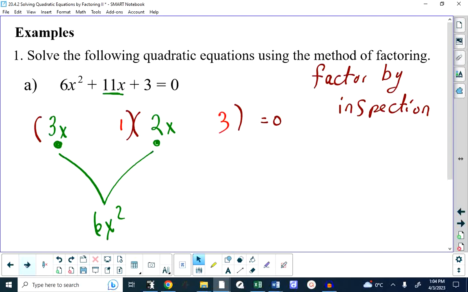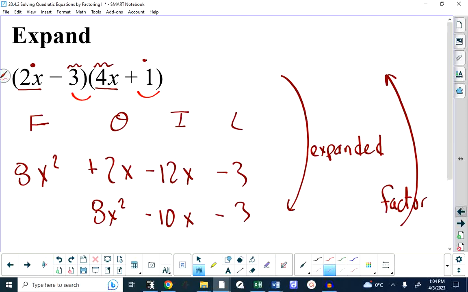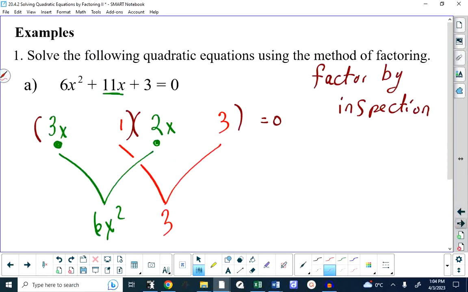So those 2x and 3x multiply to give the 6x squared. This 1 and the 3 multiply to give the 3. The only thing left to check is that the outer and inner are going to combine to give 11x. So remember when I asked you earlier to FOIL out this expression, what you need to do is FOIL out what you think the answer is to see if you get what you're supposed to get.